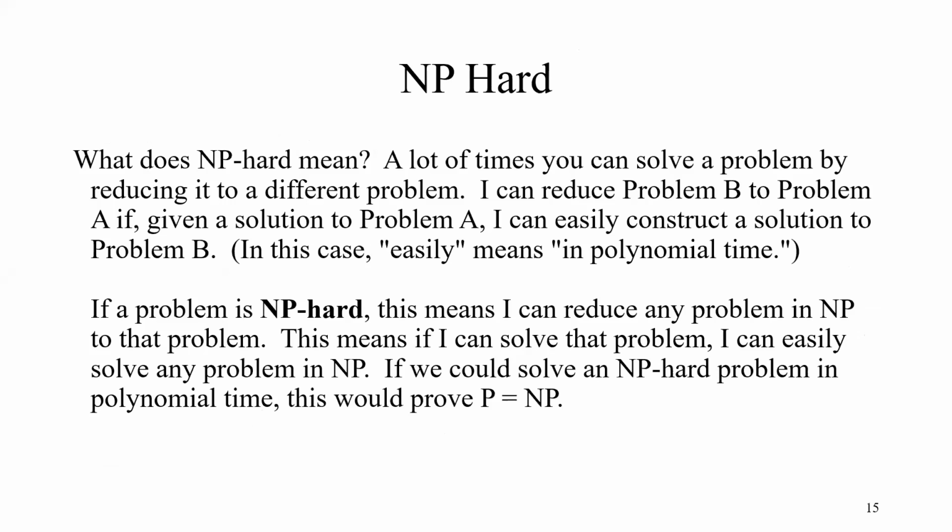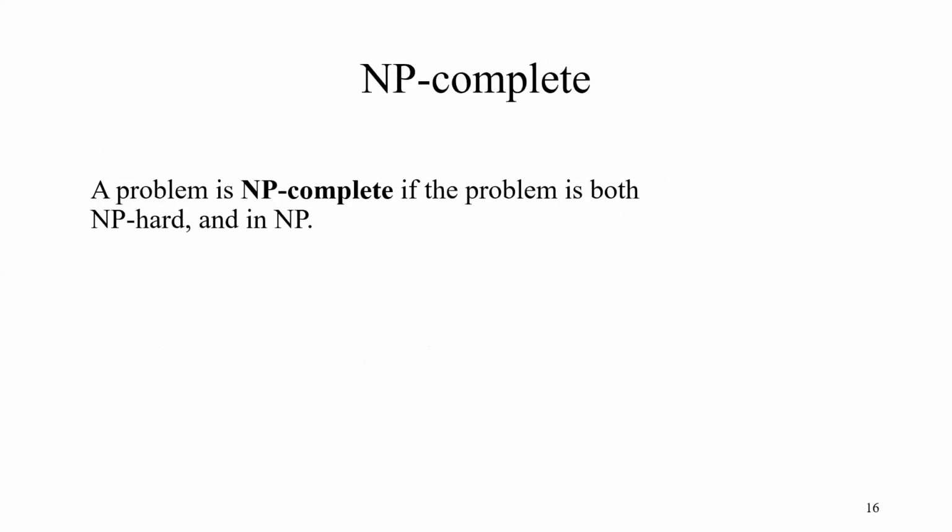What does NP hard mean? A lot of times you can solve a problem by reducing it to different problems. I can reduce problem B to problem A if, given a solution to problem A, I can easily construct a solution for problem B. If a problem is NP hard, non-polynomial time hard, this means I can reduce any problem in NP to that problem. This means if I can solve this problem, I can easily solve a problem in NP time. Now NP complete is a problem which is both NP hard and in non-polynomial time.